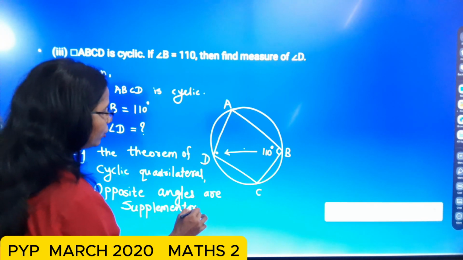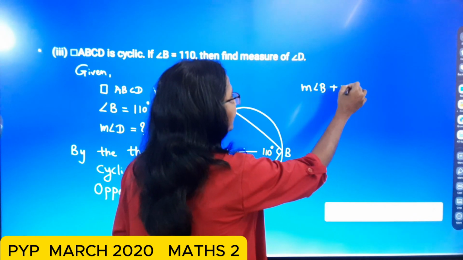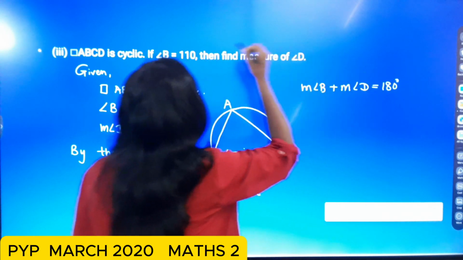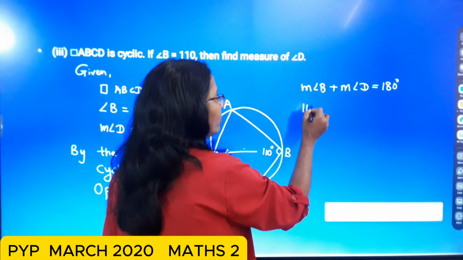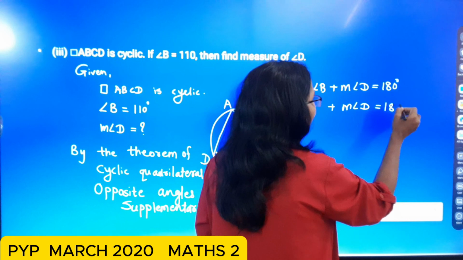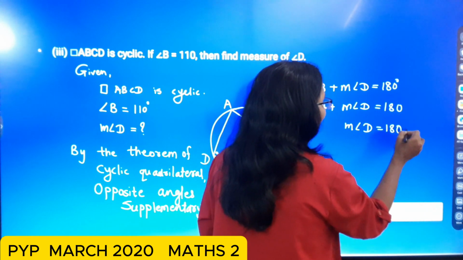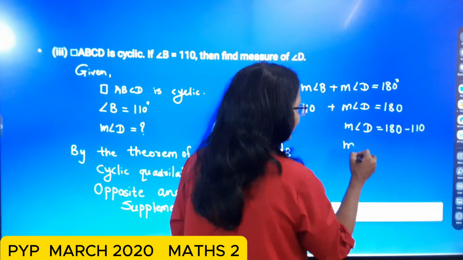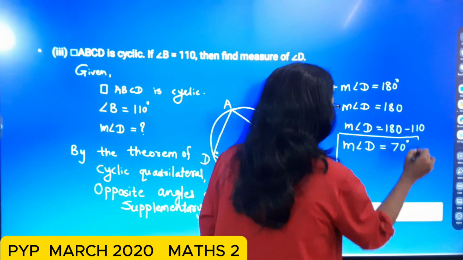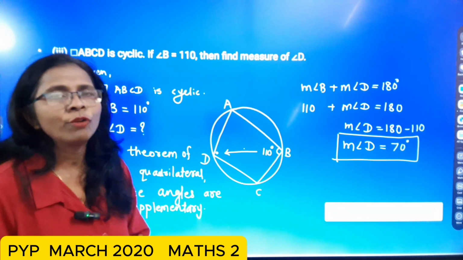So that means here students, angle B plus angle D is equal to 180 degrees. Now here angle B is 110. So angle D is equal to 180 minus 110. That means angle D is equal to 70 degrees. In such a way you can find out the measure of angle D.